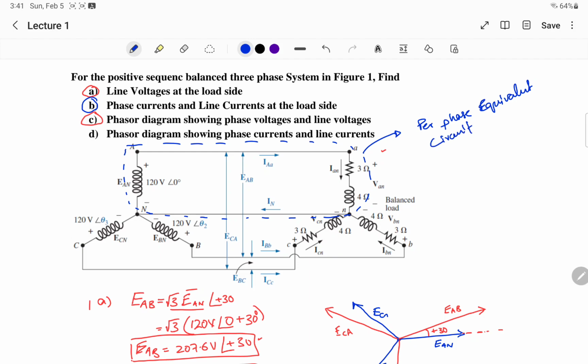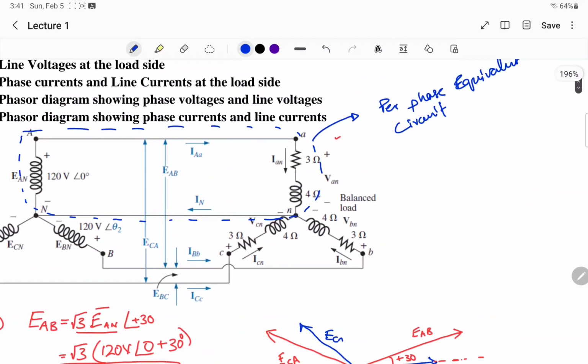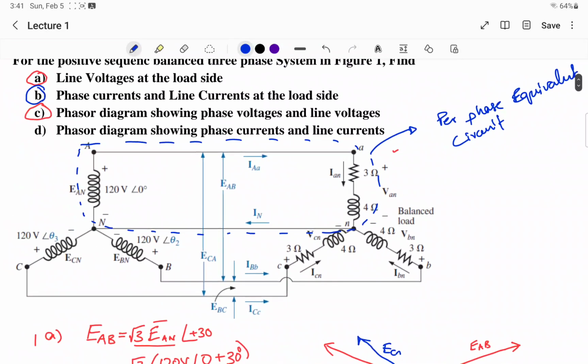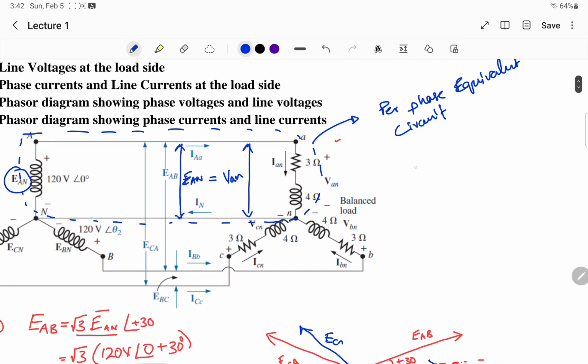So instead of worrying about all the three phases, I can easily solve this circuit, because if you can see, this is the voltage EAN. Here the voltage between neutral is EAN, and this is actually also VAN. This is the same voltage that is coming here. So we can easily make a per phase equivalent circuit like this. This is the source, and this is the load, and this is the neutral point.